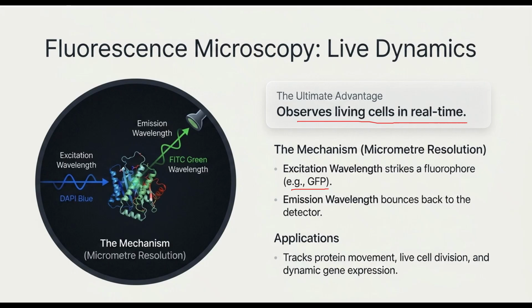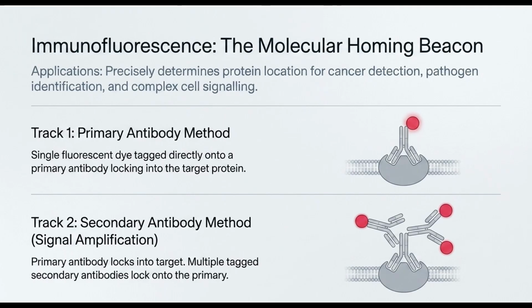Unlike electron microscopy, fluorescence microscopy is particularly valuable for studying processes that change over time, such as cell division, protein transport, and gene expression. Clear? Immunofluorescence microscopy combines the specificity of antibodies with the visualization power of fluorescence.